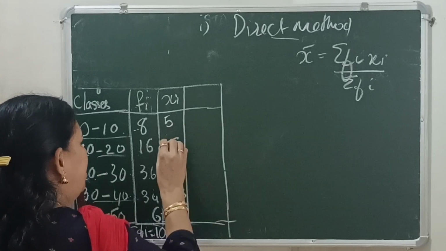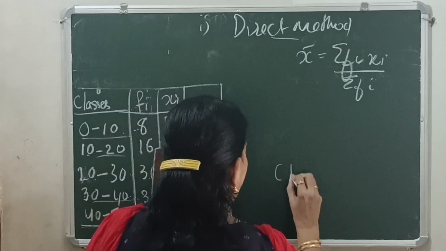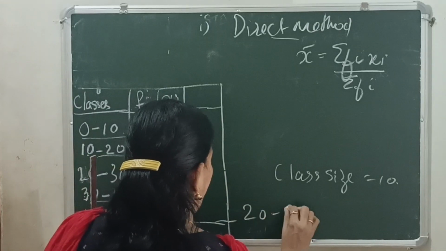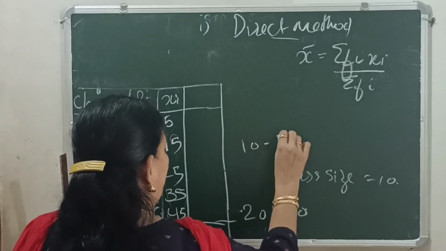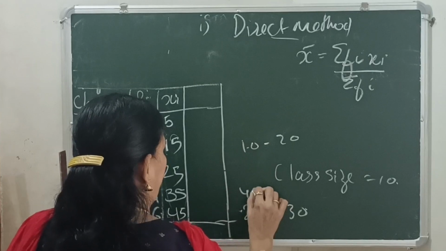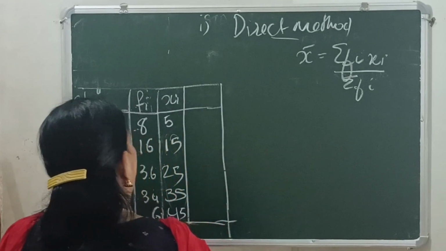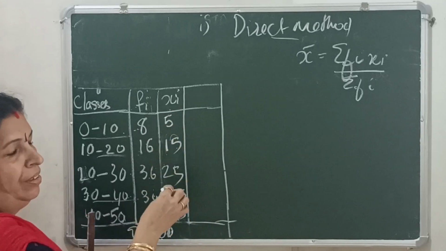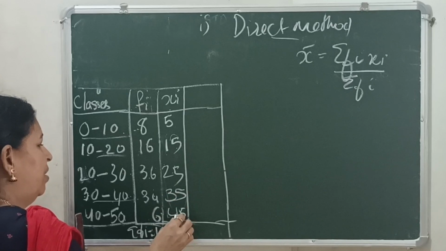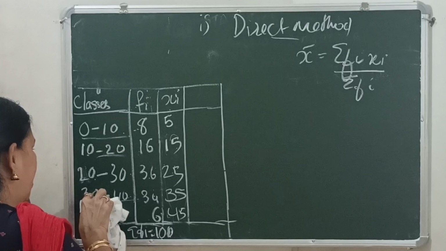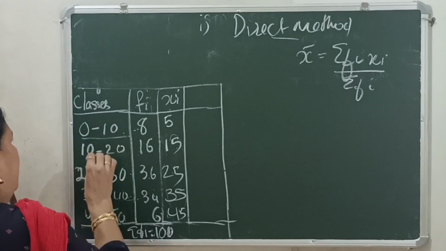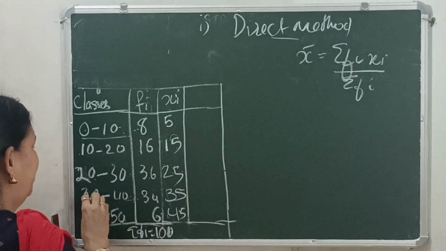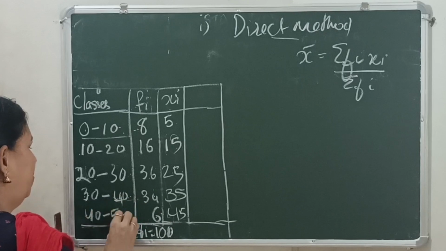Or we can easily find these xi values. The class width or class size is 10. For finding the class size, take the difference between the limits: 30 minus 20, 10. 20 minus 10, 10. 40 to 50, difference 10. Therefore, class size is 10. Then, writing the first xi value and adding 10: 5 plus 10, 15. 15 plus 10, 25. 25 plus 10, 35. 35 plus 10, 45. Or another way, adding these two: 0 plus 10 by 2, 10 plus 20 divided by 2, 20 plus 30 divided by 2, 30 plus 40 divided by 2, 40 plus 50 divided by 2.